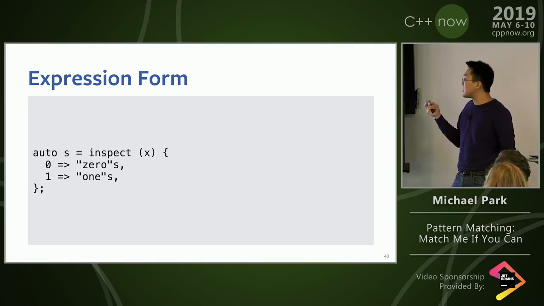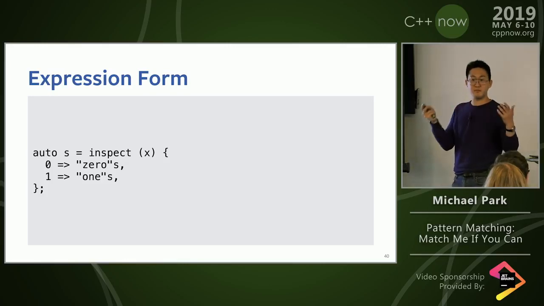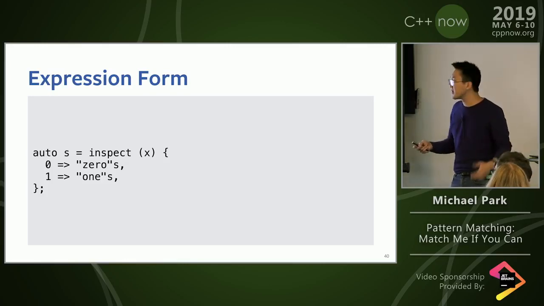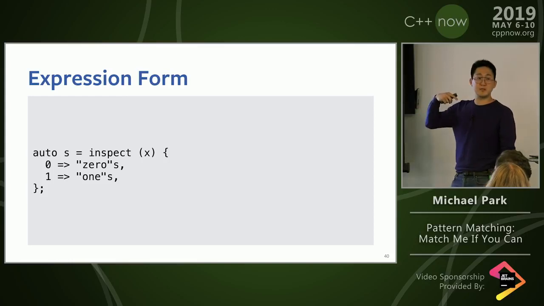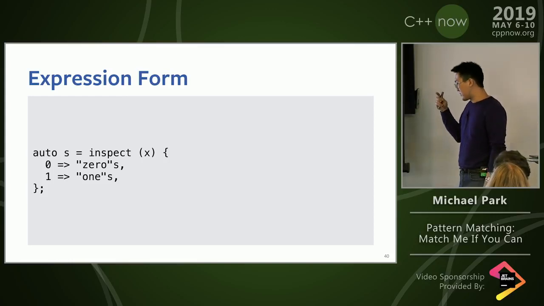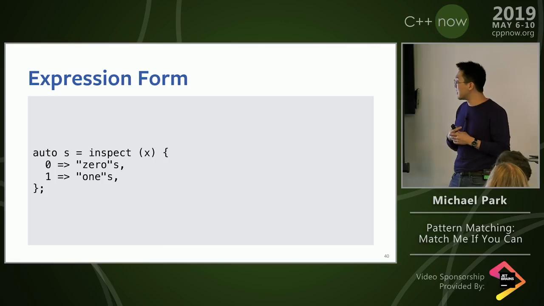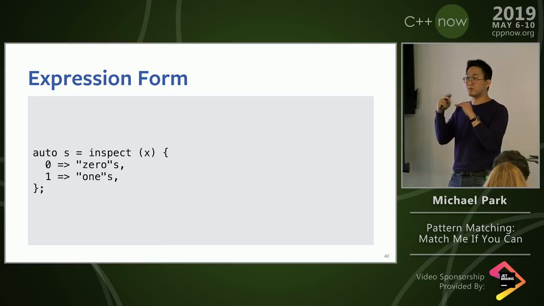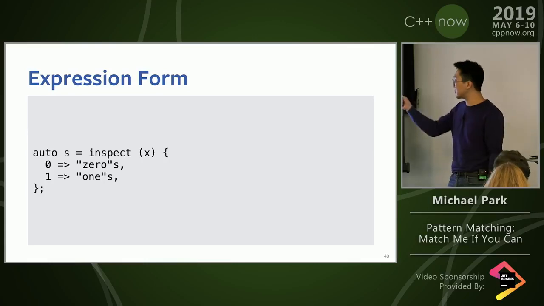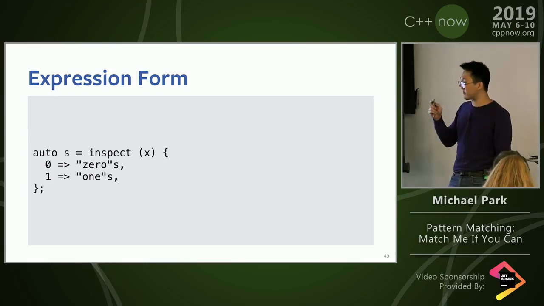The next one is the expression form, where you can do an inspection on a value, and then you can use what we call the fat arrow. And then the thing on the right-hand side has to be an expression. It has similar rules as lambdas, where if you have multiple returns, they have to be the same type. And so in this case, they have to be the same type. Both of them are strings.